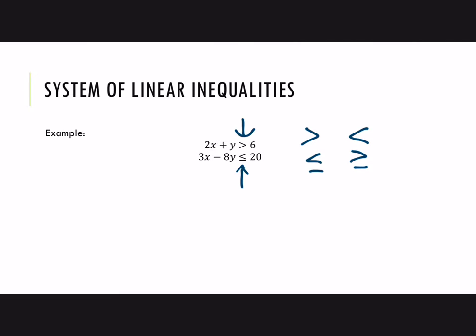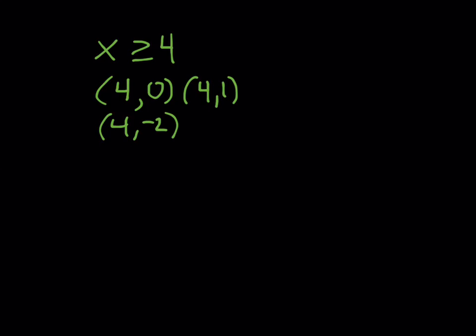Before we get to the procedure, let's talk a little bit about what these graphs will look like. If we looked at a graph really quickly, let's look at an example like x is greater than or equal to 4. What would that graph look like? So if I think about points that make this inequality true, first of all, I know that any points where x actually equals 4 are going to work. So like (4, 0), (4, 1), (4, -2), things like that.